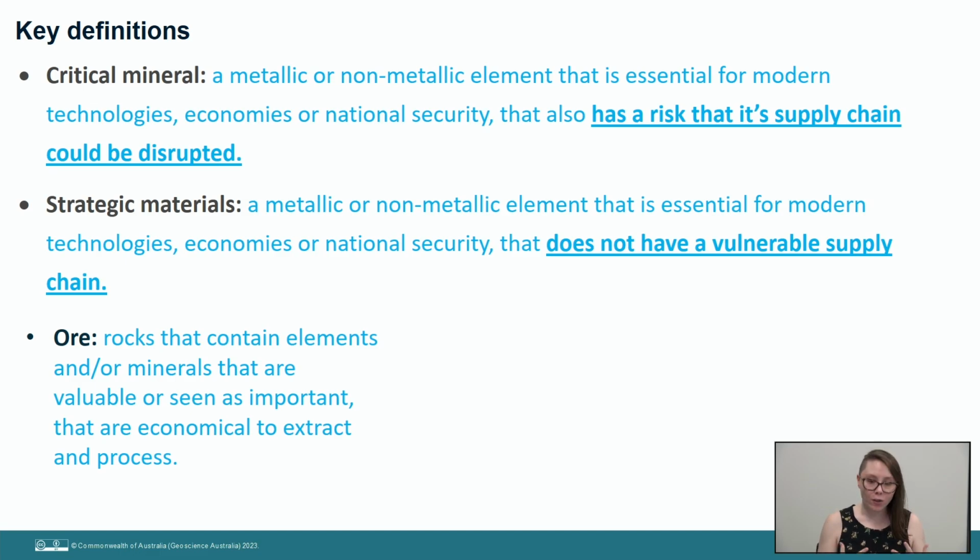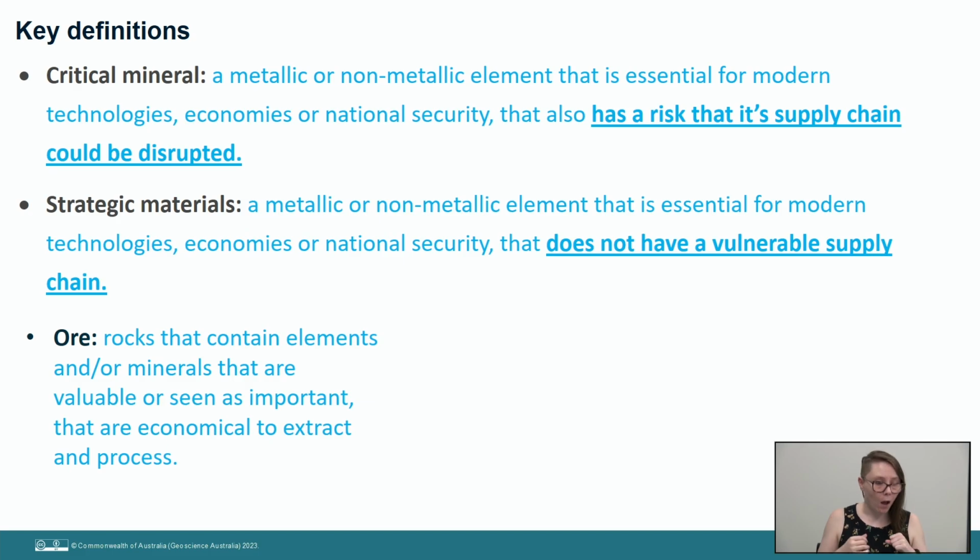A critical mineral is a metallic or non-metallic element or mineral that is essential to modern technology, economies, and national security. The key difference between a critical mineral and a strategic material is that they have the same basic definition, but the risk to the supply chain is what distinguishes them. Critical minerals have a risk that their supply chain will be disrupted, whereas a strategic material doesn't have that same vulnerability.